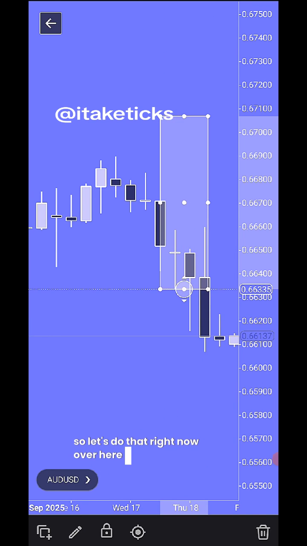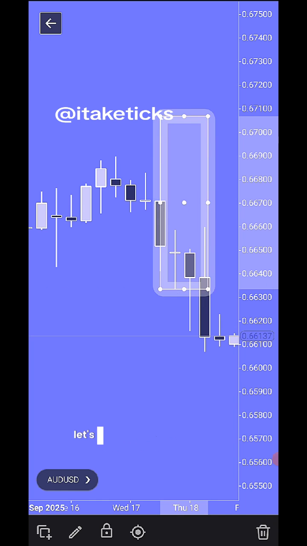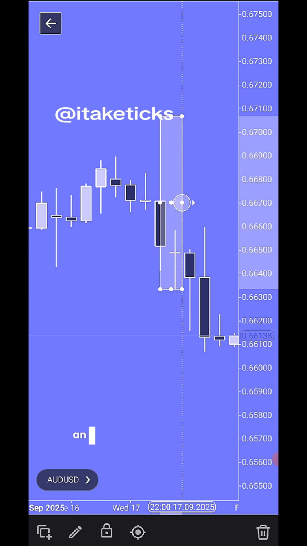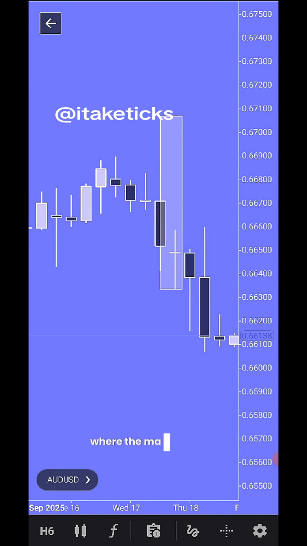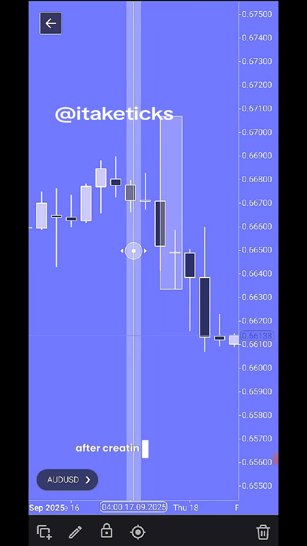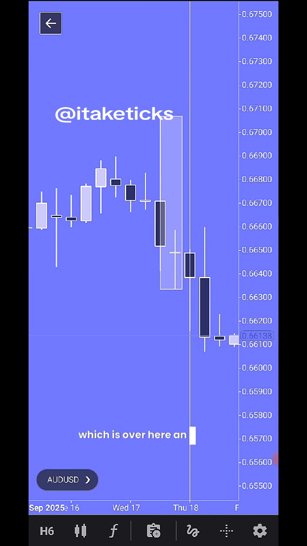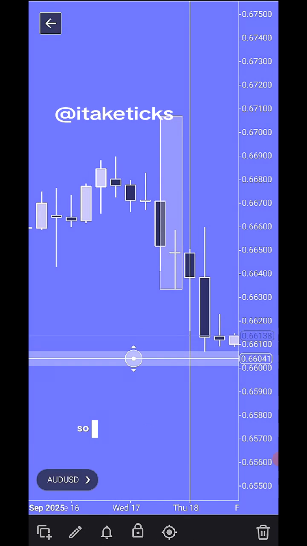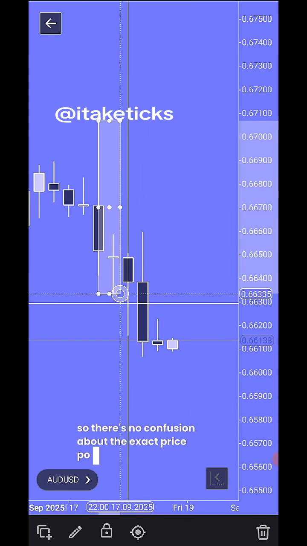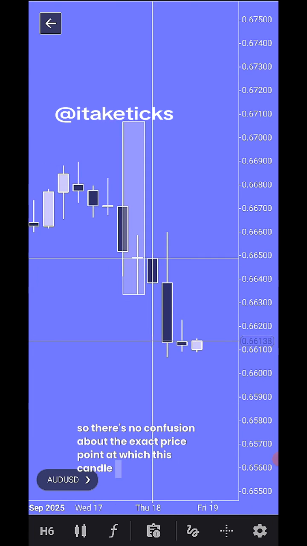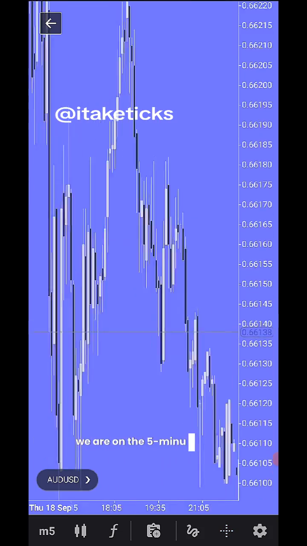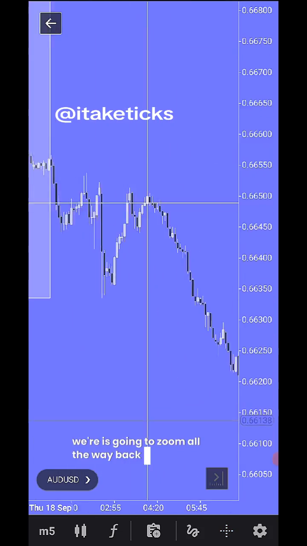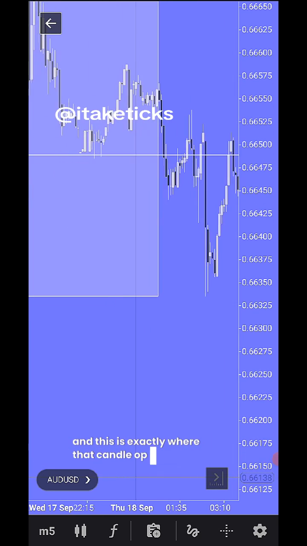Over here and there. Let's move this over here as well so there's no confusion. And then I will be putting a vertical line for you to see exactly where the market opened after creating the swing, which is over here. And then I will be putting a horizontal line so there's no confusion about the exact price point at which this candle here opened. Let's go to a lower time frame. Now we are on the 5-minute chart, which is going to zoom all the way back. And this is exactly where that candle opened.